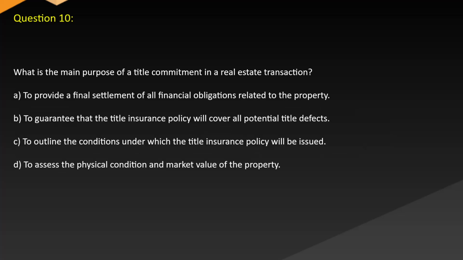The FCRA deals with credit reporting, not real estate transactions. Question 10. What is the main purpose of a title commitment in a real estate transaction? A. To provide a final settlement of all financial obligations related to the property. B. To guarantee that the title insurance policy will cover all potential title defects. C. To outline the conditions under which the title insurance policy will be issued. D. To assess the physical condition and market value of the property.